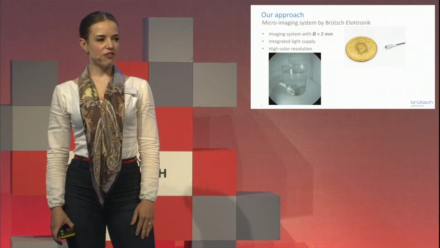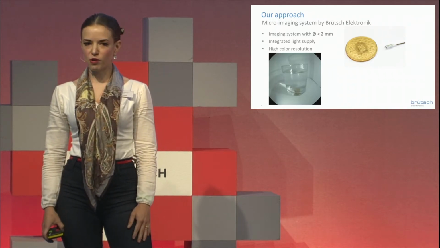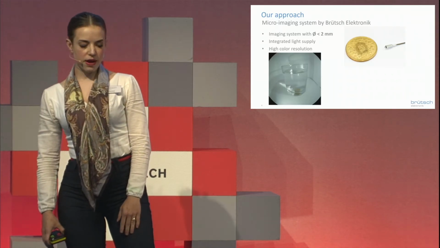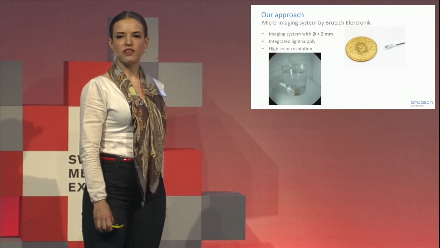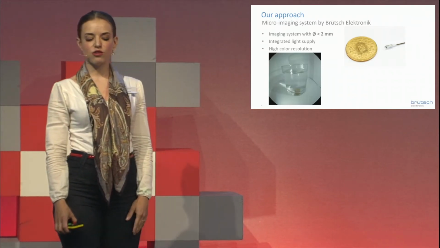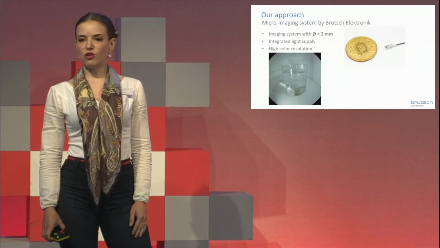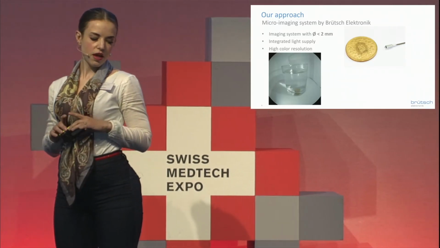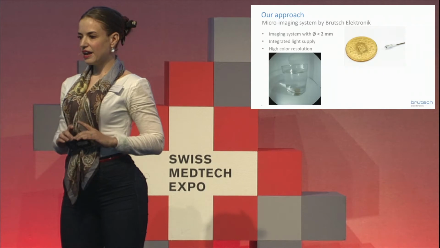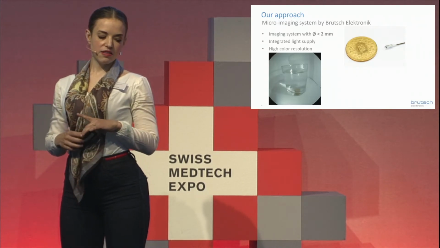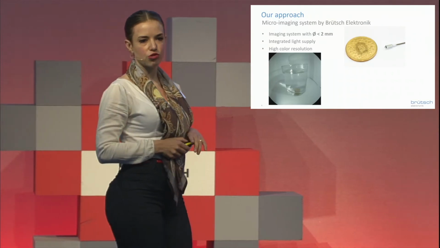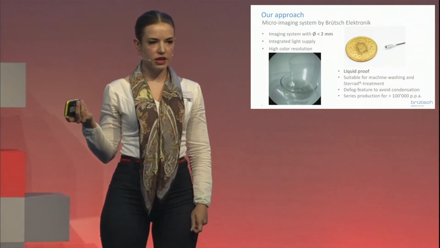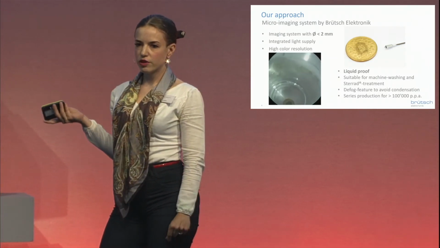What we did is we broke down these challenges into sub-problems, which we addressed with some of our tech bricks. I'm very excited to present to you today one of the tech bricks that we have developed for miniaturization, which is a very small camera system with an outer diameter of less than 2 millimeters. It contains an integrated light supply at its tip, and it shows high resolution in color. This camera system is also completely liquid-proof. It can be inserted into the human body.